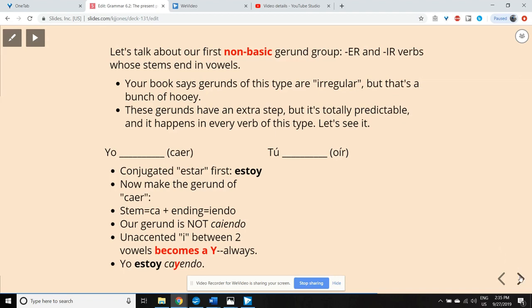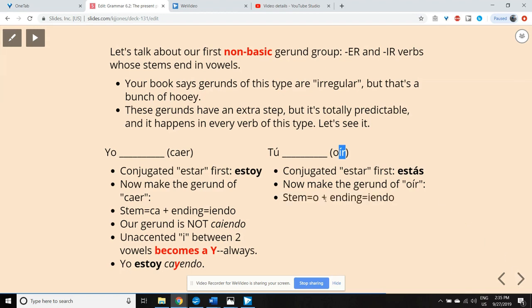So the same thing is going to happen with oír. The first thing, of course, we're going to do is conjugate estar to agree with the subject tú. This is clearly estás, right? Now we're going to make the gerund of oír. So derive the stem by removing the IR infinitive ending. That leaves us with a stem that is a vowel, an O.